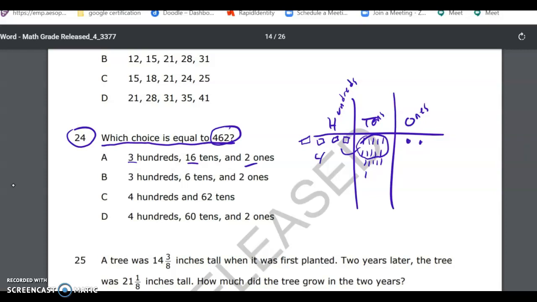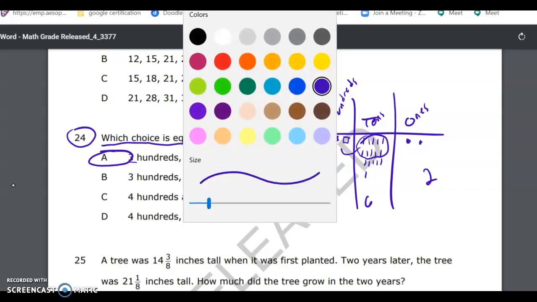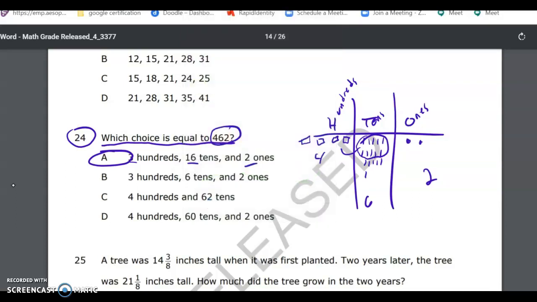1, 2, 3, 4, 5, 6 tens, 2 ones. So our answer is going to be our very first one. 462 is going to be A. Okay, so that is our answer to that problem. But we're going to take a look at one of the other ones, and we're going to show you how they are not the right answer.